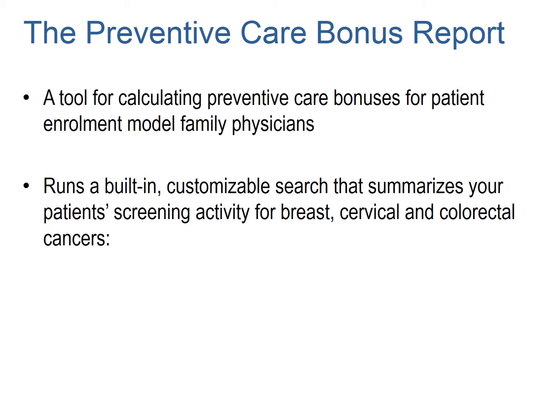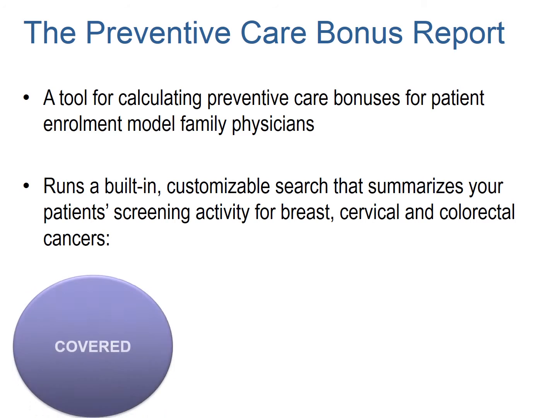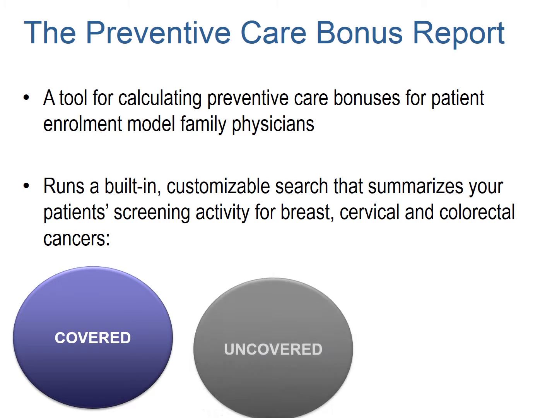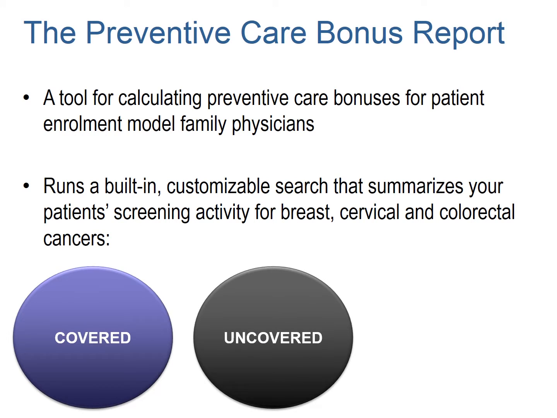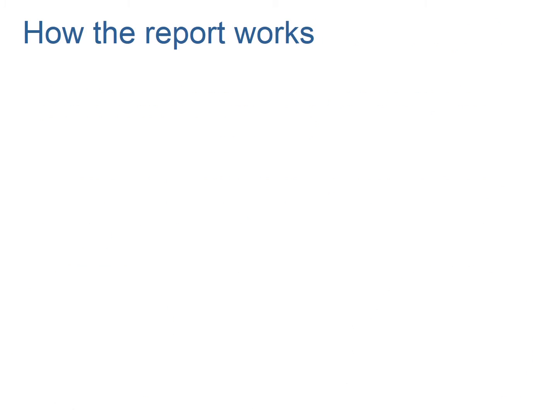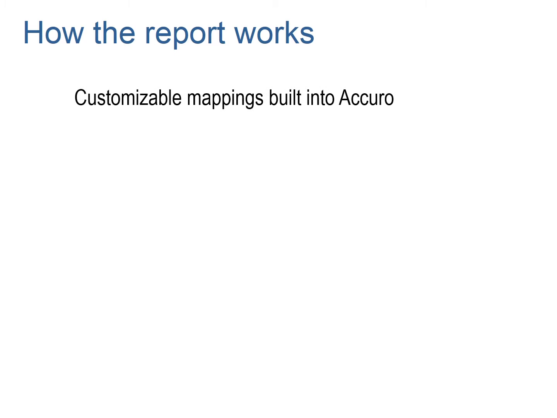The report works by performing a built-in, customizable search to categorize all eligible patients into 3 distinct categories for each screening type. These categories are patients who are covered, meaning they have had a screening test done, patients who are uncovered, meaning they have not had a screening test done, and patients who are excluded from screening due to factors in their medical history. The report is based on customizable mappings that come built into the Accuro EMR. What does this mean? Well, let's take a look.